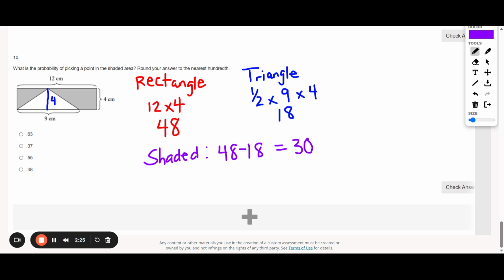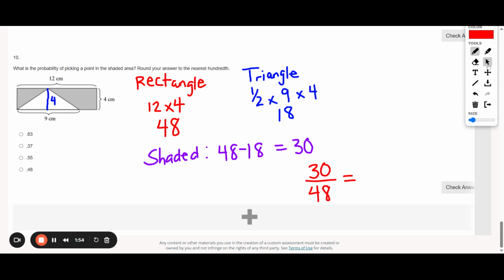Now, if we want to know the probability of being able to land on the shaded area, we're going to take the shaded area, and we're going to divide it by the total area. So the total area is the rectangle, that 48. The shaded area we found out is 30. So to figure out our probability, we're going to do 30 divided by 48. And that's going to give us our probability.